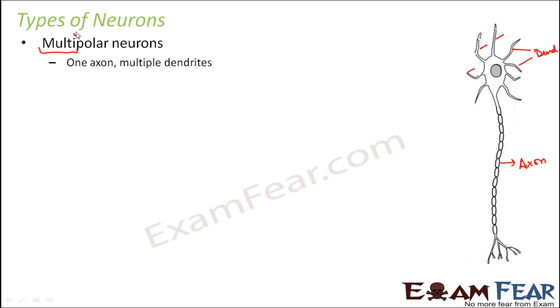Multi means many because you have many dendrites. Anyways, your axon cannot be many, it cannot be more than 1. So the axon will always be 1. If the dendrites are many, it is a multipolar neuron.